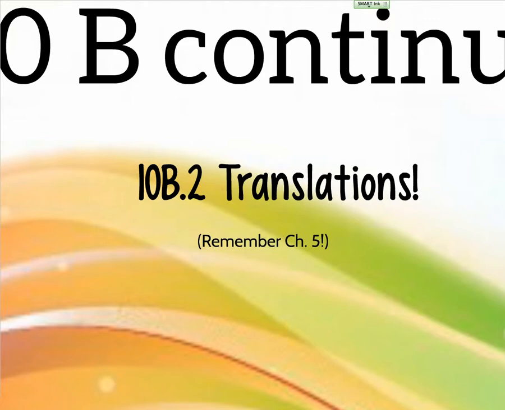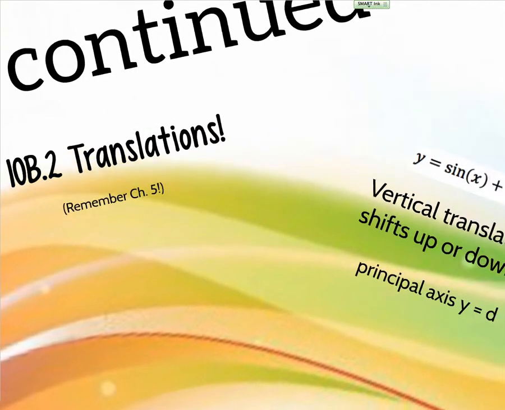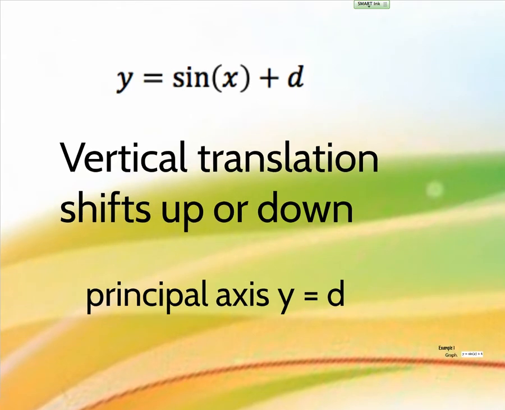And so still from back in chapter 5, we did talk about the stretches, but in chapter 5, we also talked about the translations. So we can actually shift that principal axis up and down. It doesn't have to stay at 0. And then I think the horizontal translations, to me, are the most confusing part of shifting it over left and right. Okay, so first we'll talk about the easier piece of it, the vertical translation.